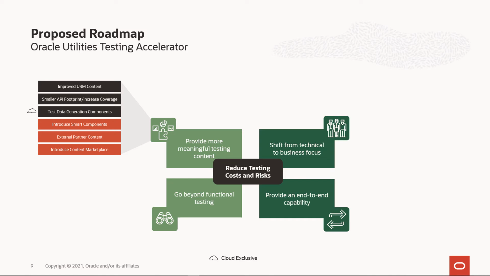We want to reduce our footprint, as I mentioned before, and we give you more increased coverage, and we've got some functionality around that. We also want to build up some new capabilities to generate data on the fly.